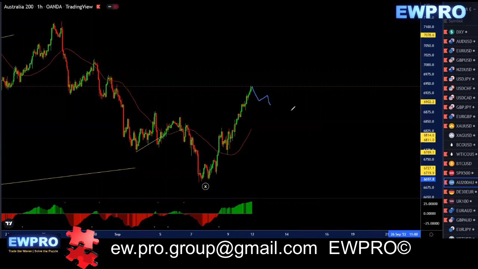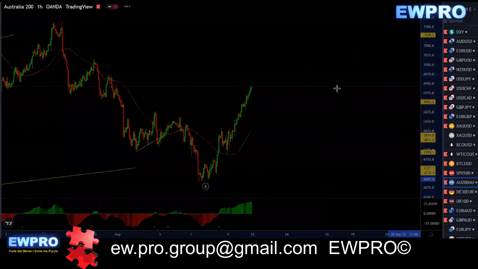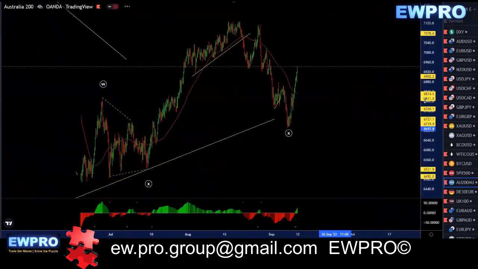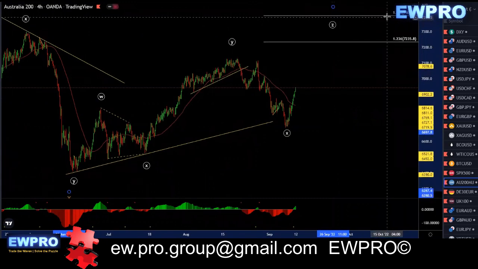But ideally, and the safest way, is to wait for a correction, ideally back to the 50 fib, and then get your buy setup and look for that buy for at least an A, B, C, and hopefully it goes up for that wave Z. Your ultimate target is at 161.8.